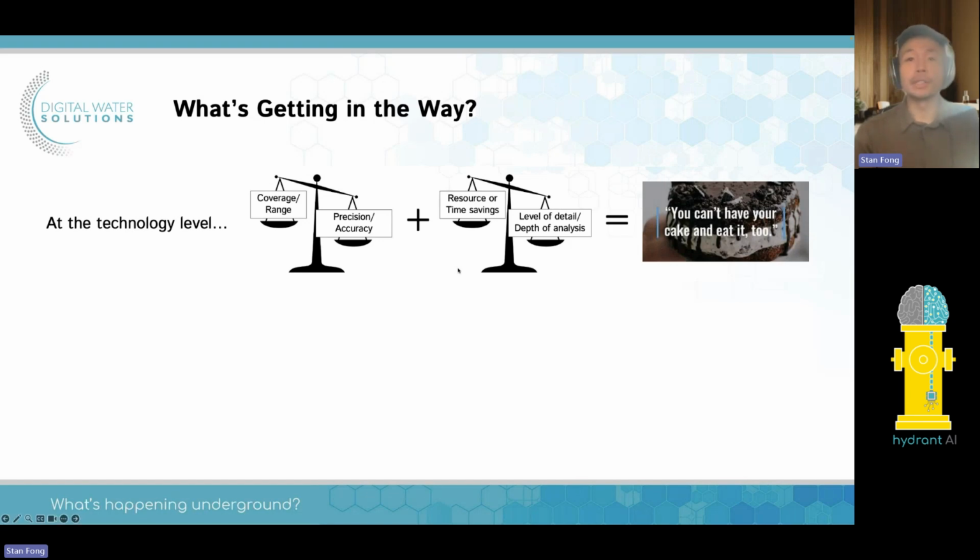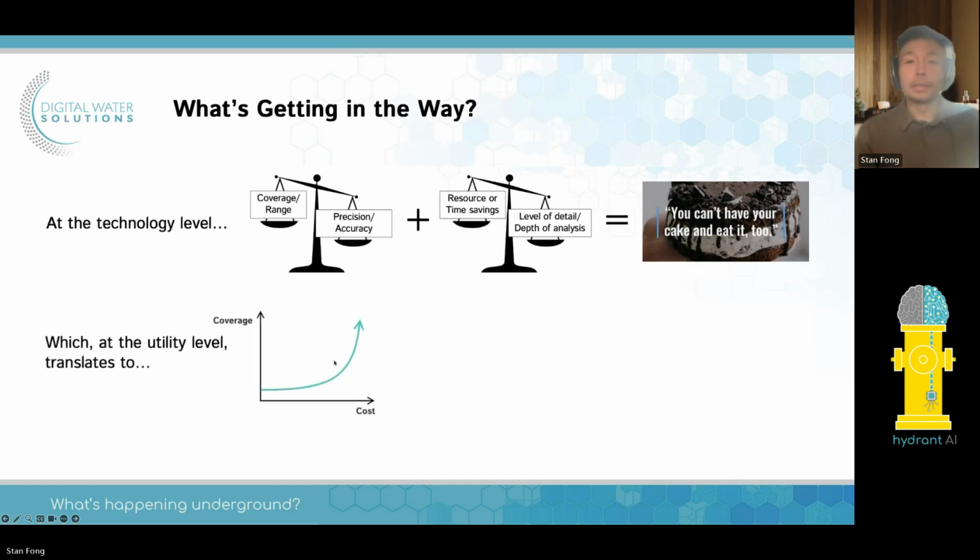Again, things will always change as technology advances. At the utility level, this translates further to, again, exponential, right? If you want the maximum coverage, you're going to have to pay, and it's going to be way more than what pretty much any utility right now can feasibly pay. It's just not realistic. Also, if you want to understand more about your network or get to a certain level of it, it's going to require more time and resources than you actually have.